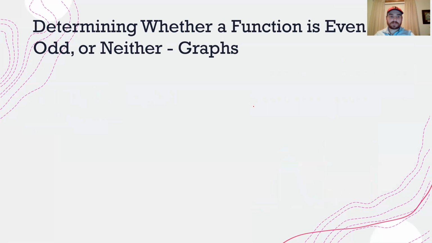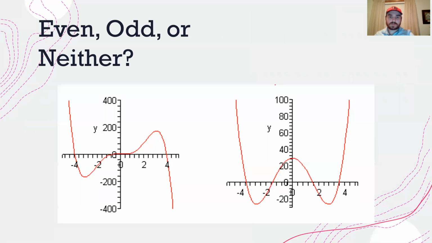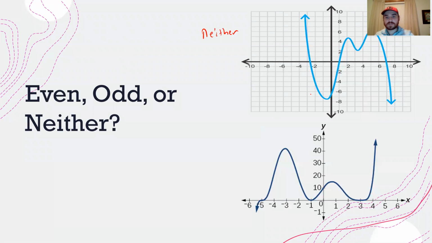I guess I should have said on the last one, this one is even because it's symmetrical about the y-axis. This one is odd because it is symmetrical about the origin. Pretend that goes through the origin. So this one is neither.